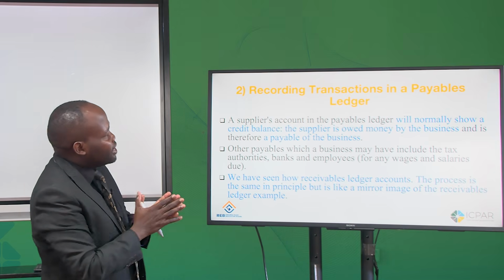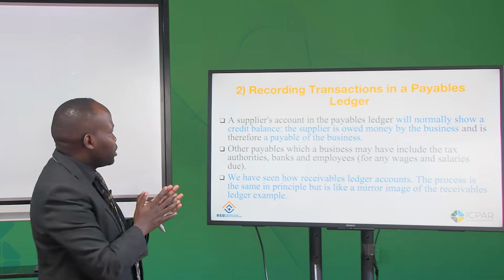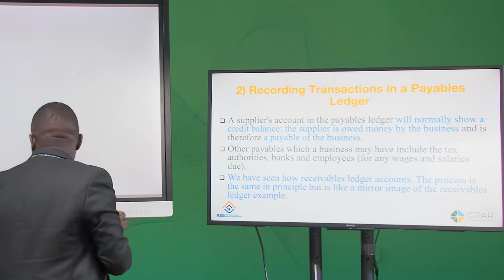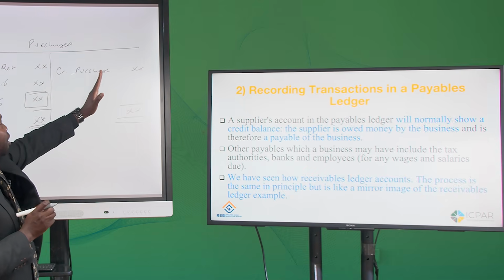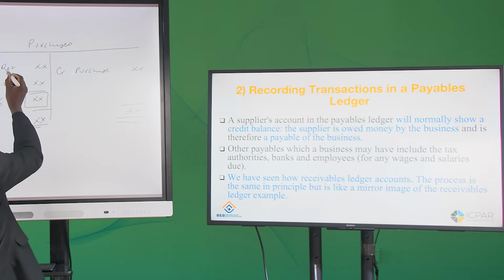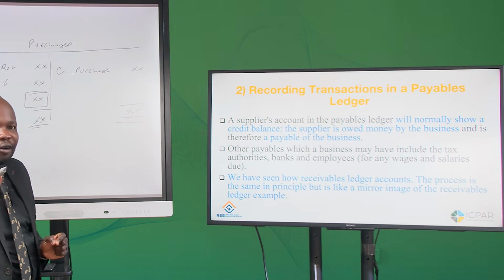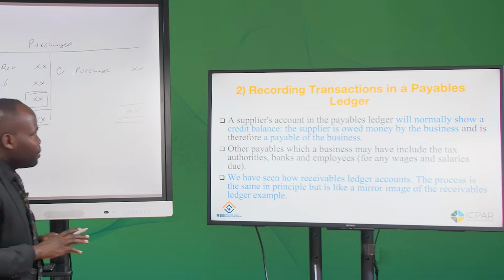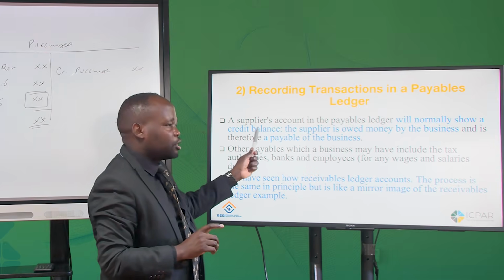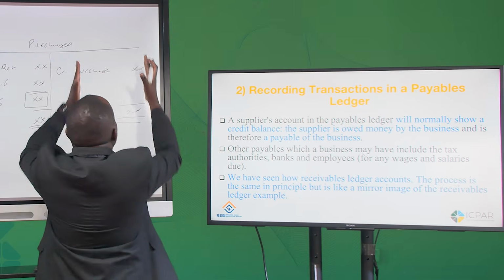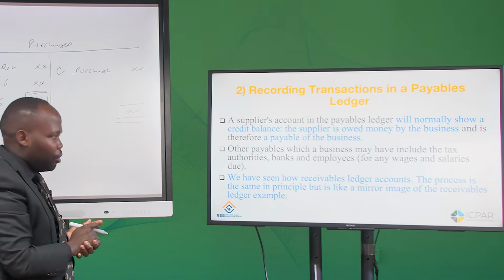So, recording transactions in a payables ledger. How do you record transactions in a payables ledger? What I've just shown. You need such an account. On the credit side, you post credit purchases, and then you have purchase returns and cash paid, and these will enable you to know how much you have not yet paid by the end of the month. So a supplier account in the payables ledger will normally show a credit balance. At any given time, this side will be more.